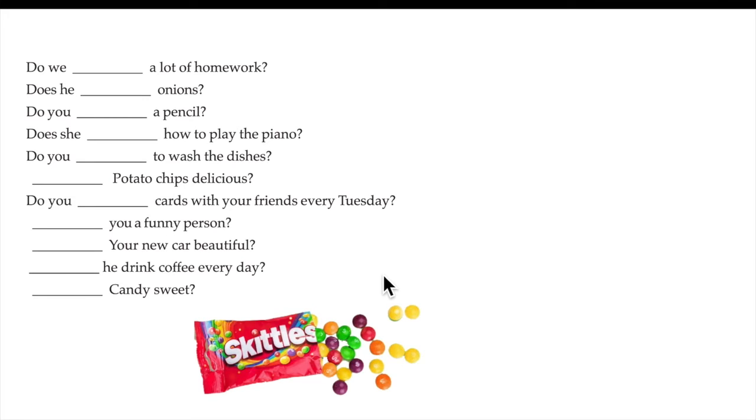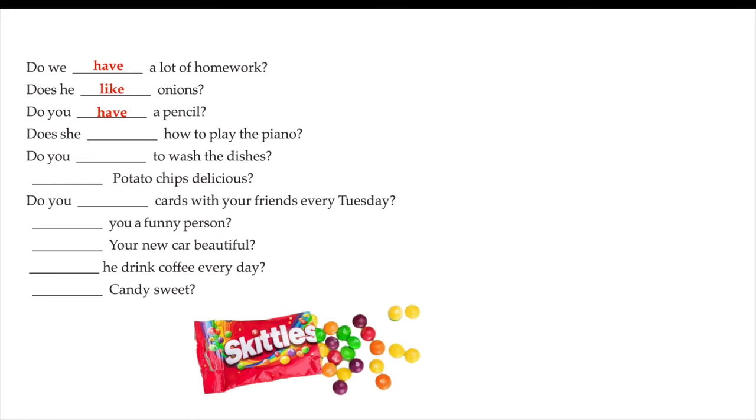Okay, welcome back. Here's the first one. Do we have a lot of homework? You might ask that to your student friend. Does he like onions? There are other words you can put in here, but this is just an example.